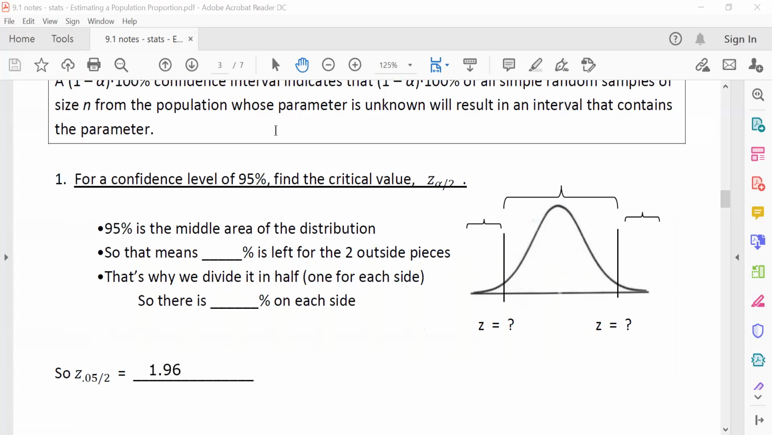All right, that's a good stopping point. Let me take attendance.